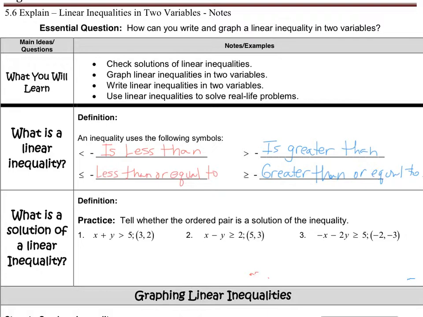Okay, so for number 1, 2, and 3, we're just testing to see if the ordered pair is a solution to an inequality. What that means is that when you substitute the 3 in for the x and the 2 in for the y, it will make the statement, the inequality, true. So I want you to do this one on your own by plugging them in and seeing if the statement is true at the end. As a reminder, I would read this one out loud as you're doing it, just to make sure that you've got it correct. Pause your video while you're doing it and then check back for the explanation.